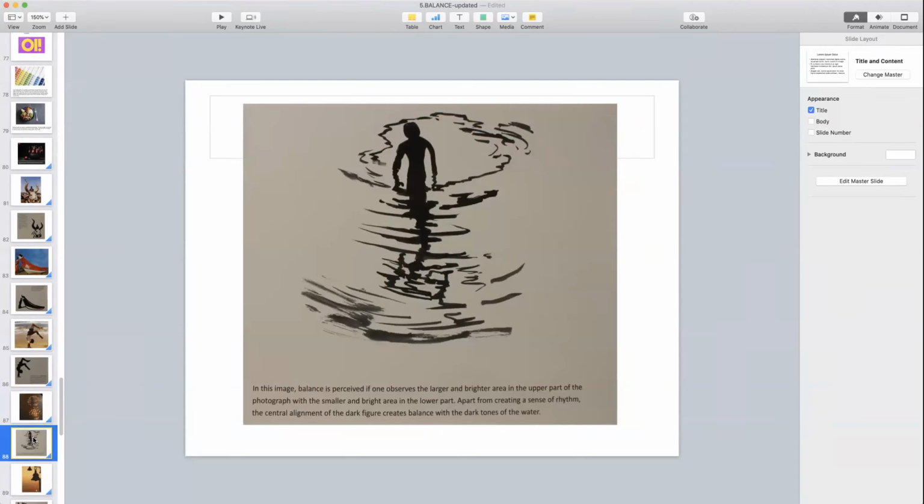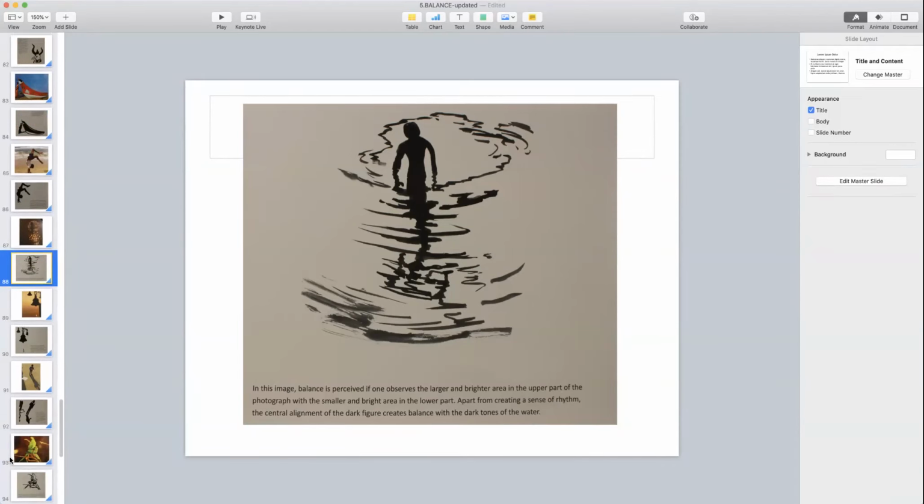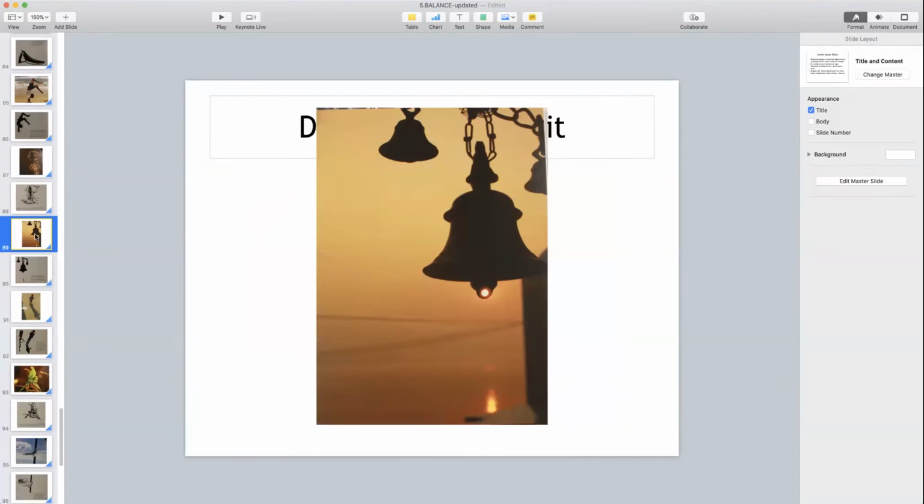In this image, balance is perceived if one observes the large and brighter area in the upper part of the photograph with the smaller and bright area in the lower part. Apart from creating a sense of rhythm, the central alignment of the dark figure creates a balance with the dark tone of the water. When you practice this, then it becomes a routine for you.